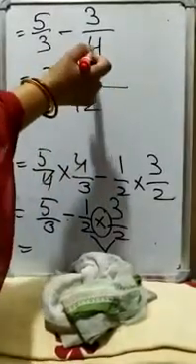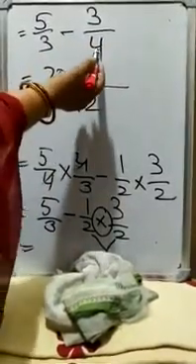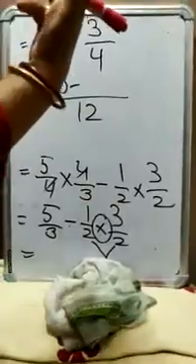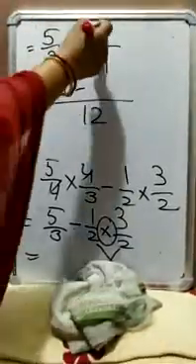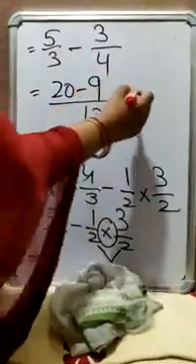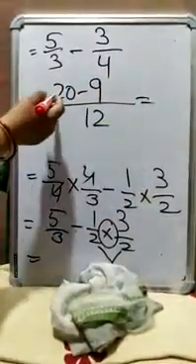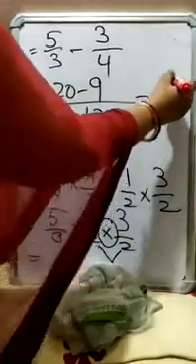Now minus, we divide 12 by 4, and you will get the quotient 3. 12 divided by 4, quotient is 3. Now 3 3s are 9. Now let us do the subtraction. 20 minus 9 is 11. So the answer is 11 by 12.